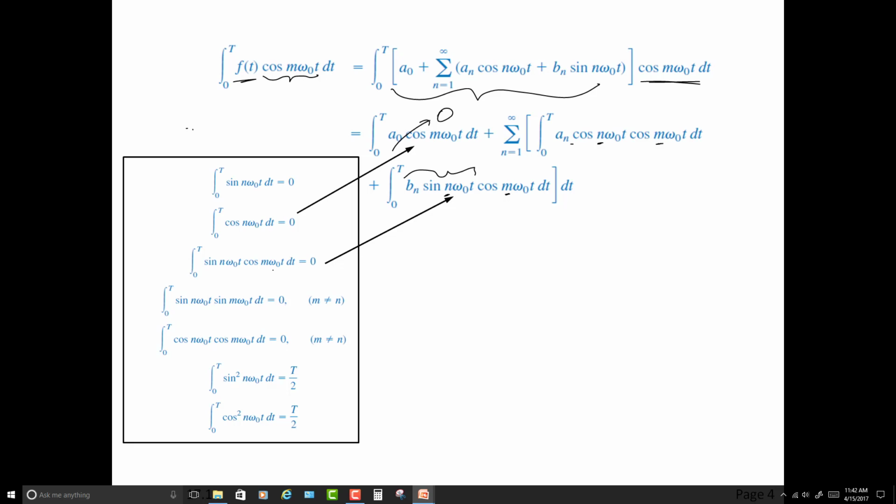Now you might want to look at some of these. You might want to gander at some of these for yourself. Do a graphical interpretation here.